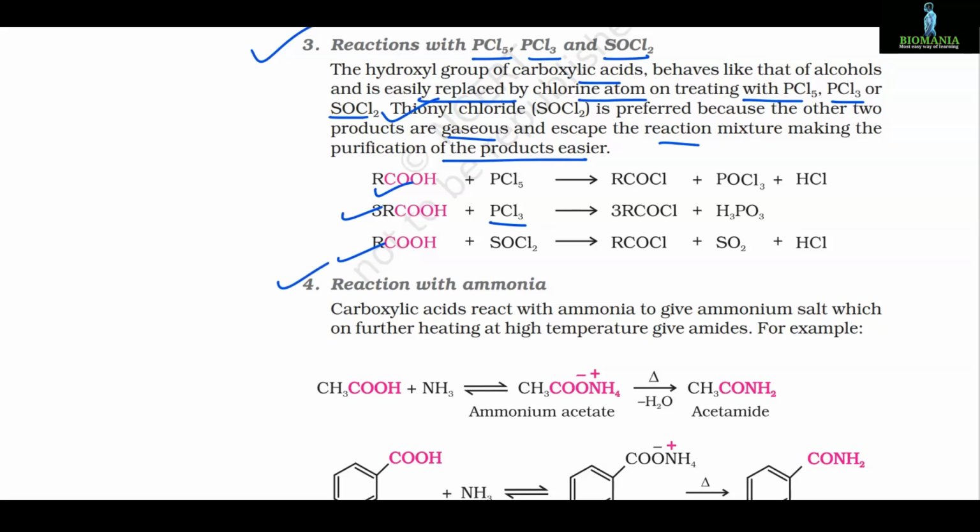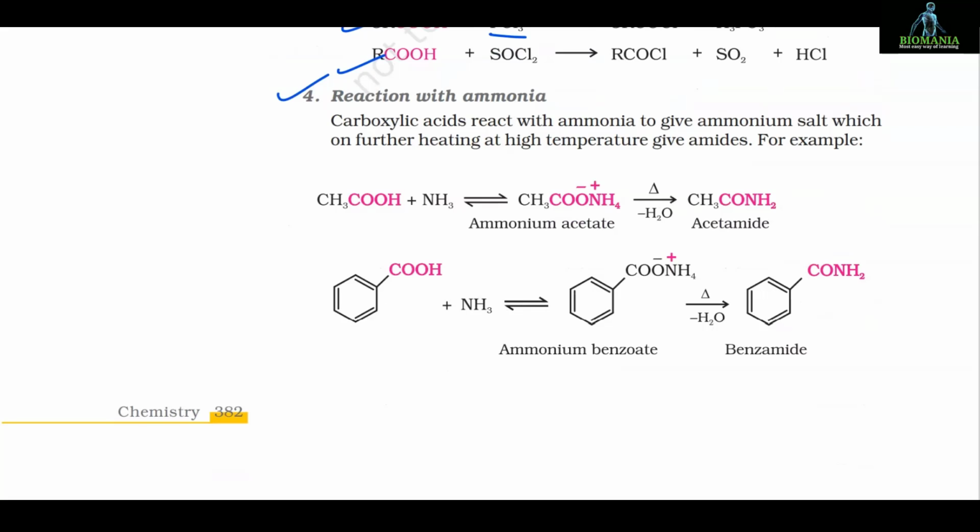Number 4, reaction with ammonia. Carboxylic acid reacts with ammonia to give an ammonium salt, which on further heating at high temperature gives amides. For example, here you can see in this reaction CH3COOH plus NH3 is forming ammonium acetate, and then on heating it is forming CH3CONH2.